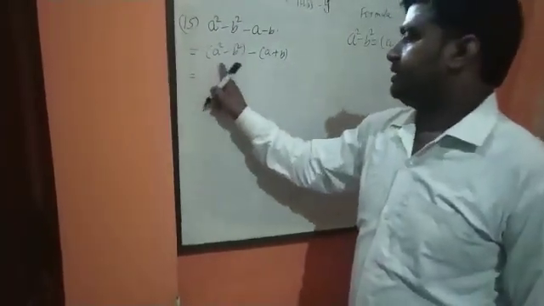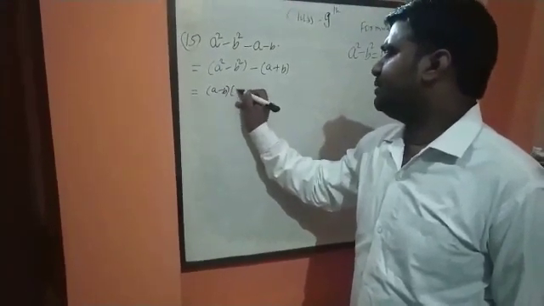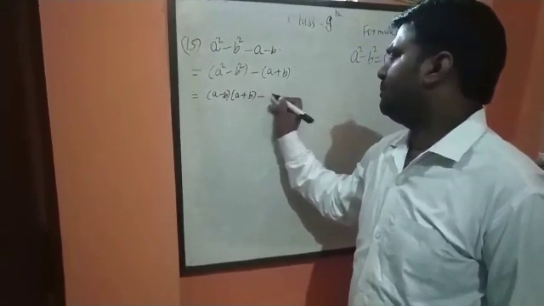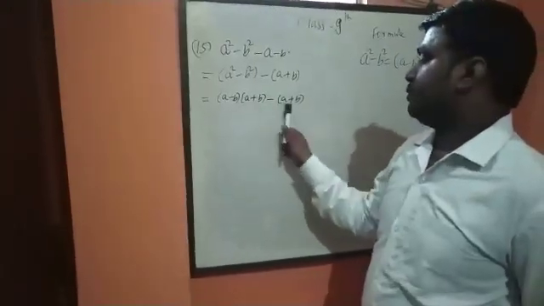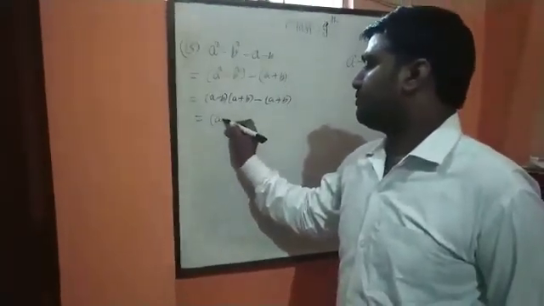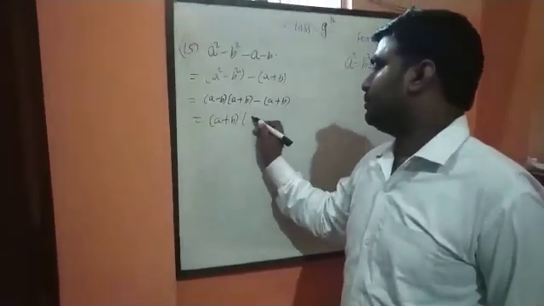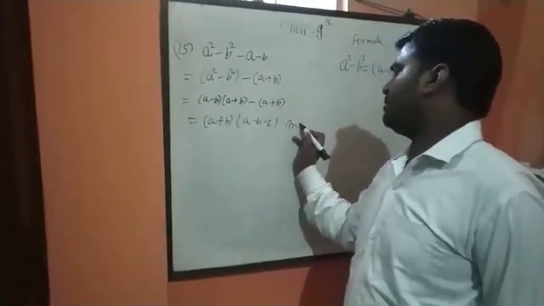Now this is the formula for a minus b into a plus b. So it becomes a minus b into a plus b minus a plus b. Again we see that in both expressions a plus b is common, so I am taking a plus b as common. We have a plus b into a minus b minus 1. This is your required factorization.